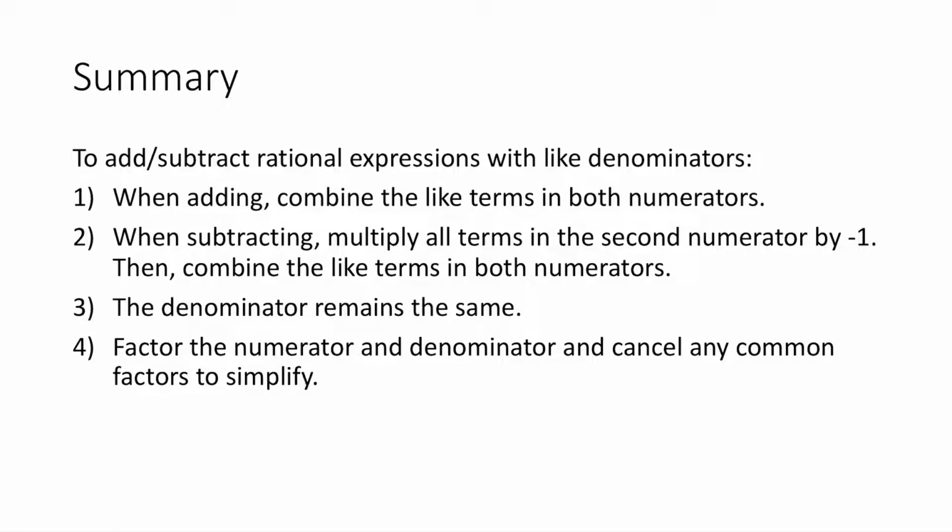So when you add and subtract rational expressions with like denominators, when you're adding, you're going to combine the like terms in both numerators. When you're subtracting, you're going to multiply all terms in the second numerator by negative 1 and then combine the like terms in both numerators. The denominator is going to remain the same. Then factor the numerator and denominator and cancel any common factors to simplify.